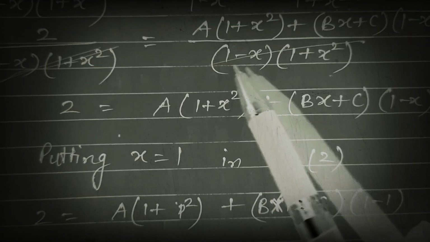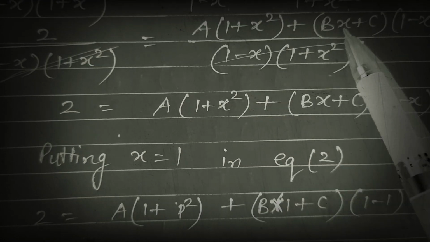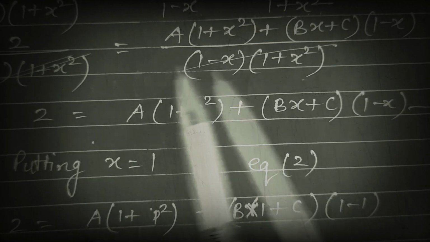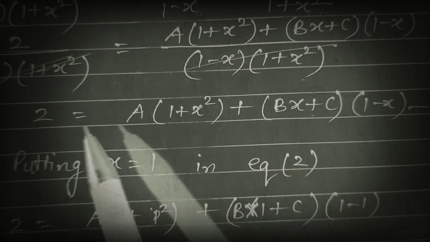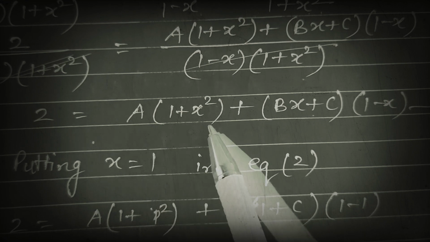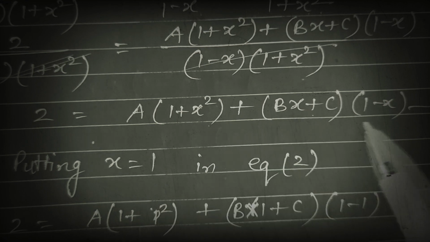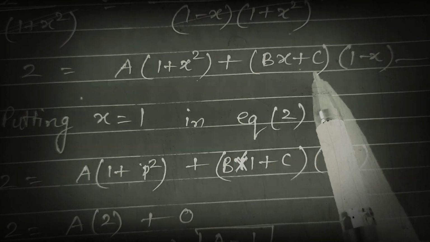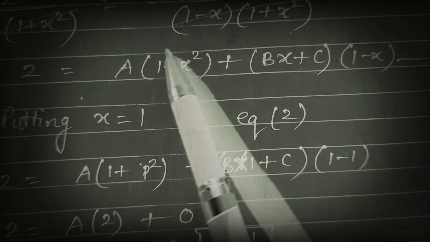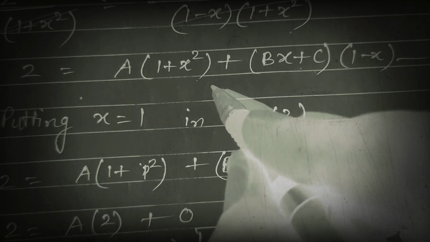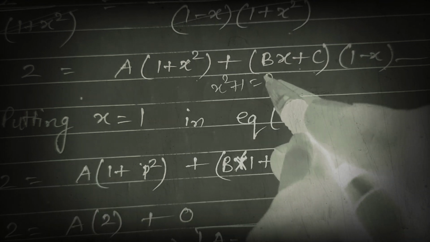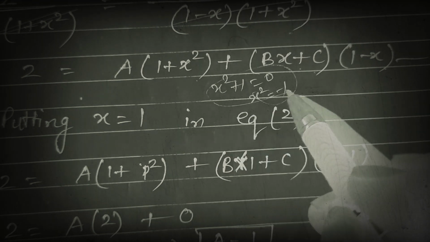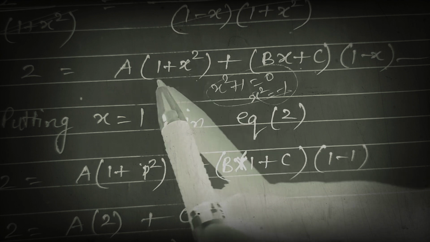Take LCM. Then we will get a into 1 plus x square plus bx plus c into 1 minus x. The denominator is the same, so the numerator will be the same. So 2 is equal to a into 1 plus x square plus bx plus c into 1 minus x. Now we will find a, b and c in this. If I put 1 plus x square equal to 0, then x square will be minus 1. It is not possible. So we cannot take the value x square is equal to minus 1.